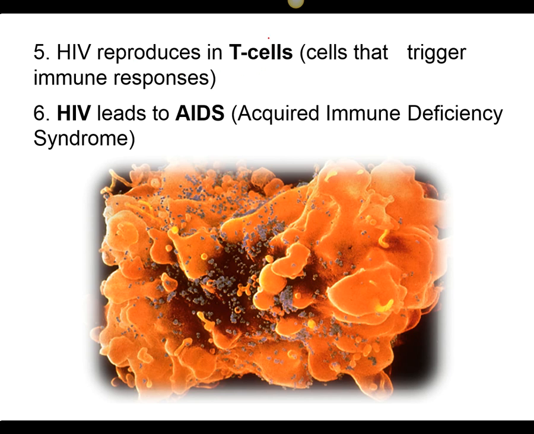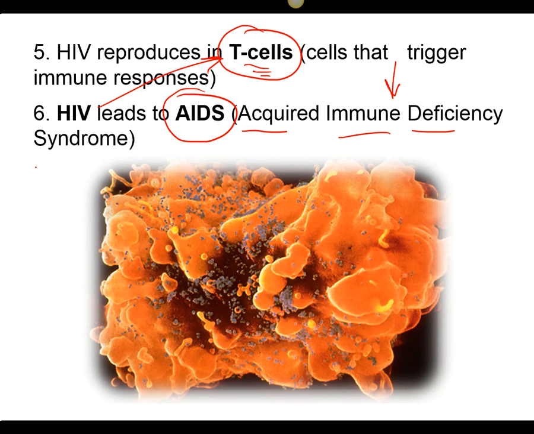So HIV, like I said, reproduces in T cells. T cells are very important for the immune response. So if HIV kills T cells and we lower the number of T cells, our immune system gets weak and eventually we have AIDS. When our T cells get so low that we can't fight a normal infection, you get acquired immune deficiency syndrome. This syndrome is acquired. How is it acquired? Through HIV, through the virus.